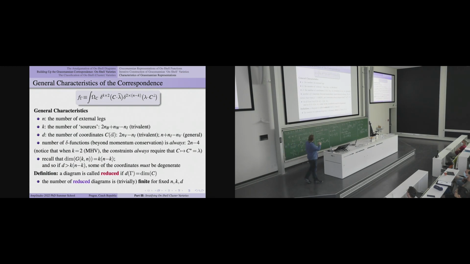And is it equal to D given by this formula? So the number of reduced diagrams is trivially finite for any fixed n, k, and d. This is a very nice little theorem that we had in the positroid case by knowing that the number of decorated permutations is a finite list. So we knew that a priori from the fact that these labels couldn't go on forever. But here we have a different way of understanding it that has absolutely nothing to do with planarity.